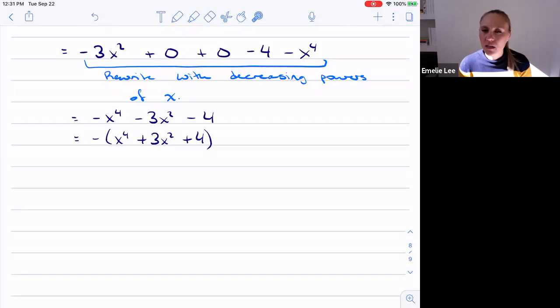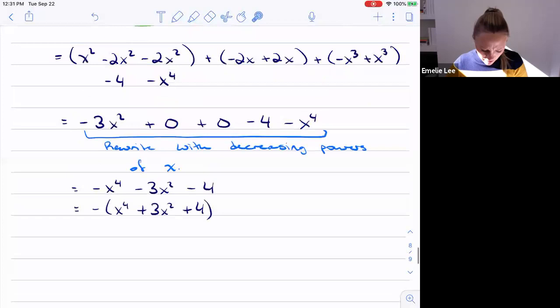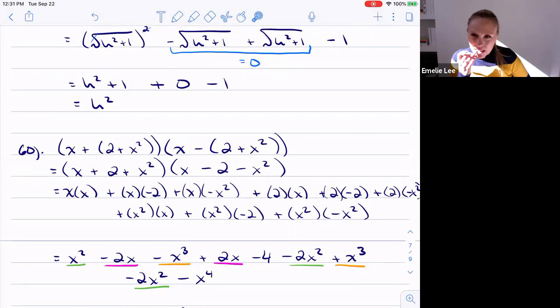The initial FOIL created, let's see here, x squared. I'm just looking at mine here. So you're probably around here, it looks like, because you get x squared minus x. So you did x squared minus x times 2 plus x squared. Okay, fine. And then plus x times 2 plus x squared. Yeah, okay. And then minus 2 plus x squared, squared.